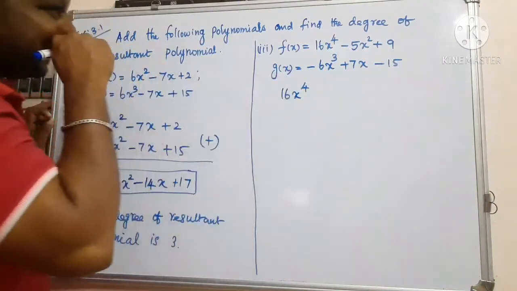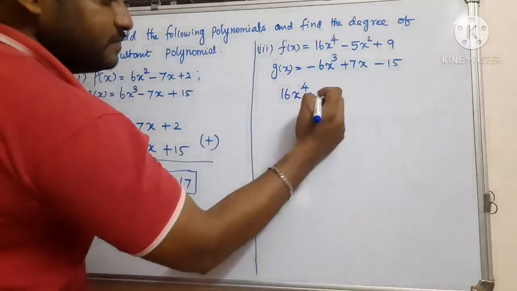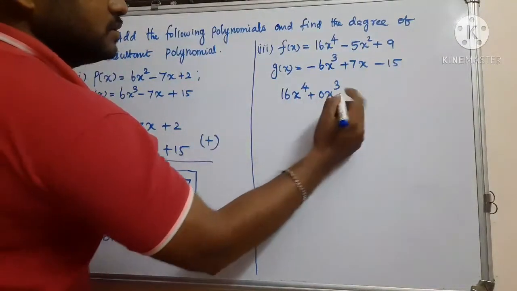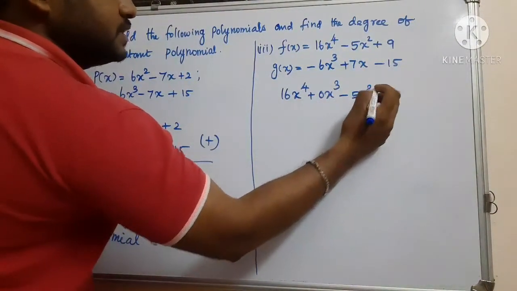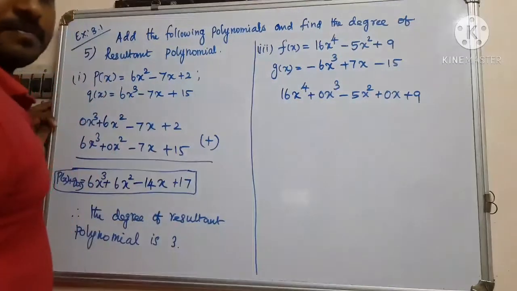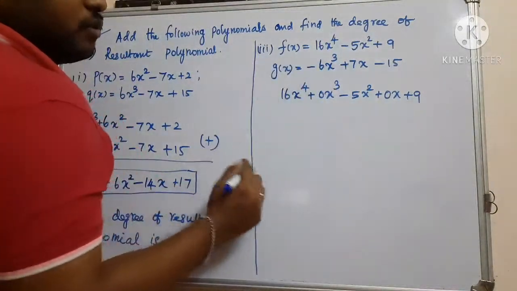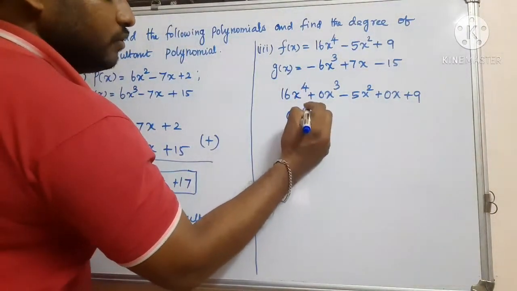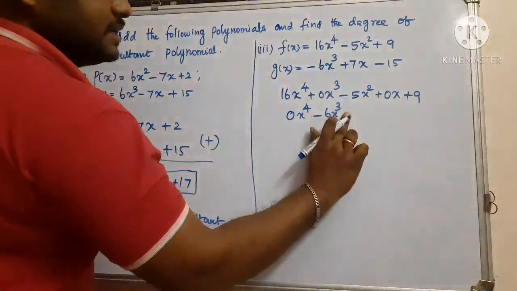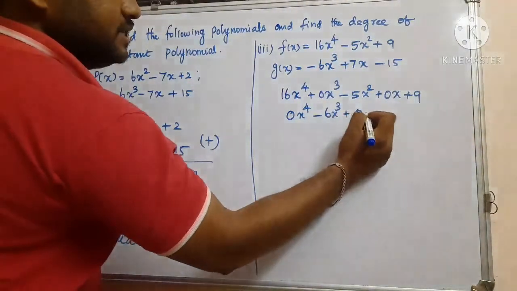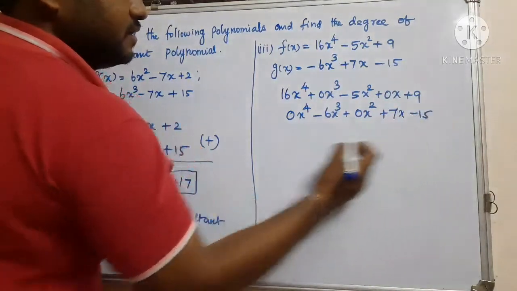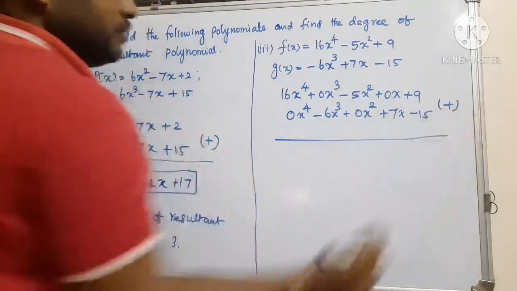So you have to write first f of x term as 16x power 4, and then x cube term is missing, you have to write 0x cube minus 5x square, and then x term is missing, so 0x plus 9. Clear? And then g of x, x power 4 term is missing, so you have to write 0x power 4 minus 6x cube plus, here x square term is missing, so 0x square plus 7x minus 15.